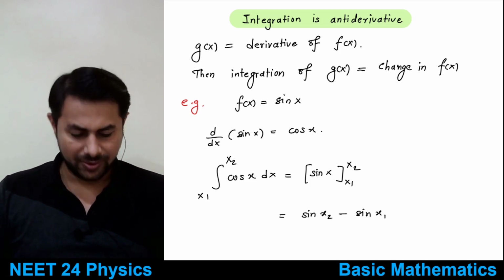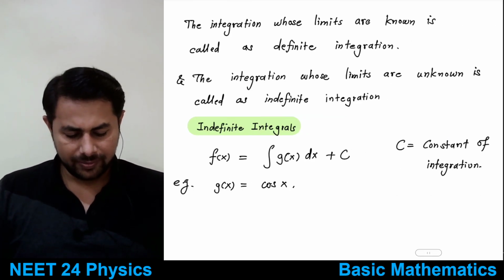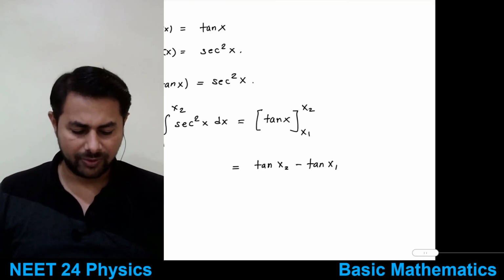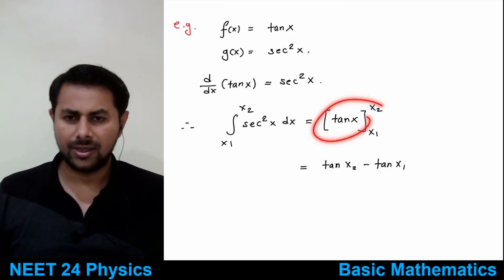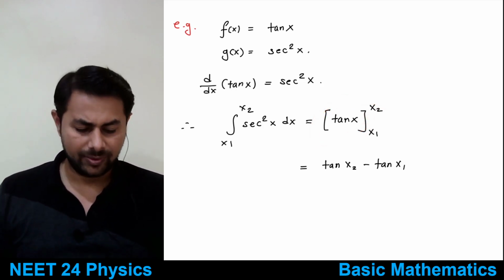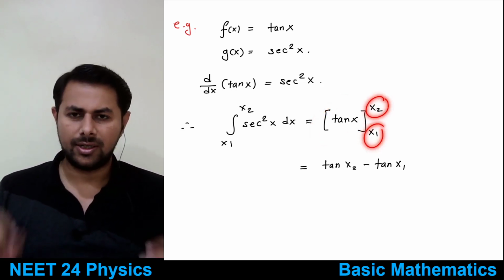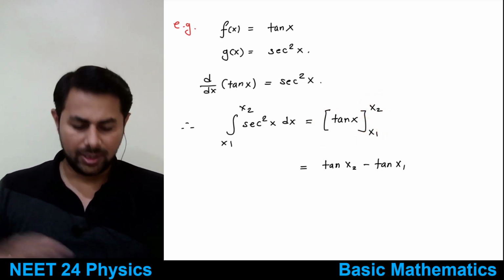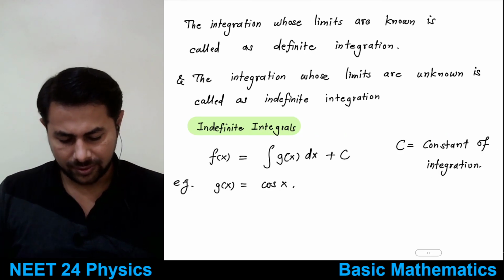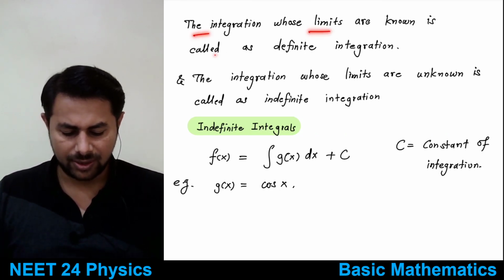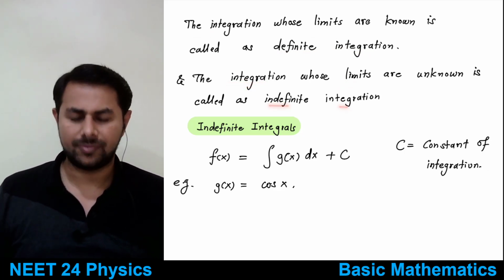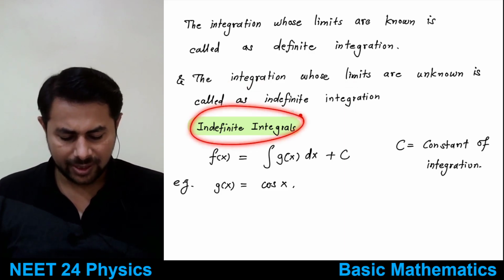All right, very good. So now, integrations are of two types. The one that we saw is known as a definite integration. If you know the limits of integration, the lower limit and the upper limit, then it is known as definite integration. The integration whose limits are known is known as definite integration. The integration whose limits are unknown is known as indefinite integration. So what is an indefinite integration?